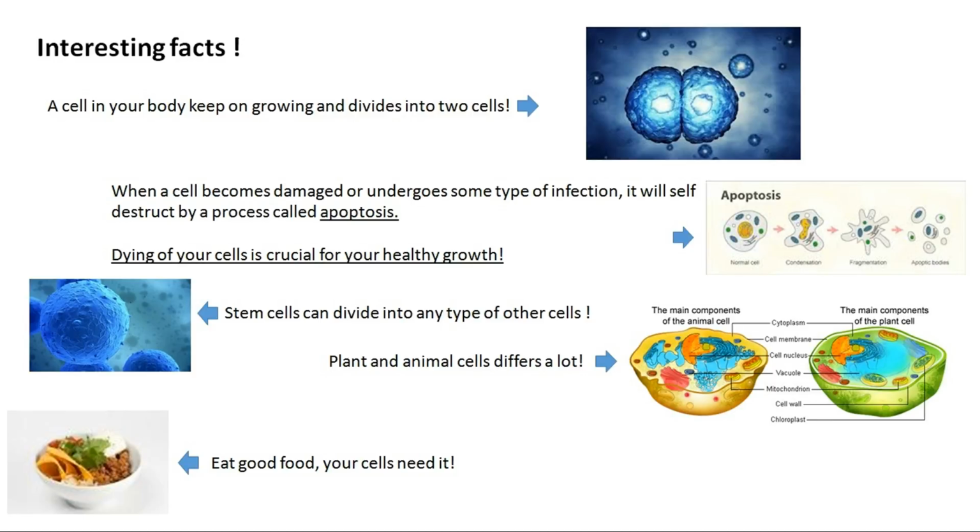Will cells die ever? Yes, indeed, they do die to enable your healthy growth. When cells like your skin cells live for only a few weeks, other cells like your nerve cells will live for the entire lifespan of your body. When a cell becomes damaged or undergoes some type of infection, it will self-destruct by a process called apoptosis.